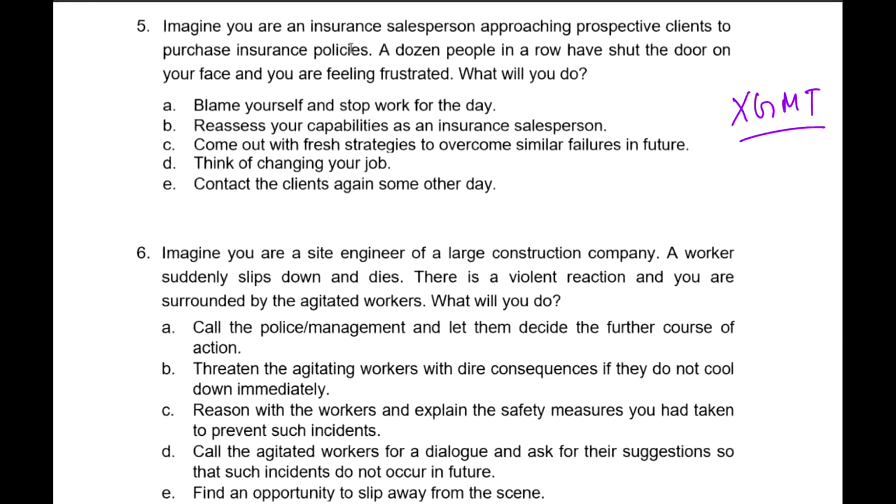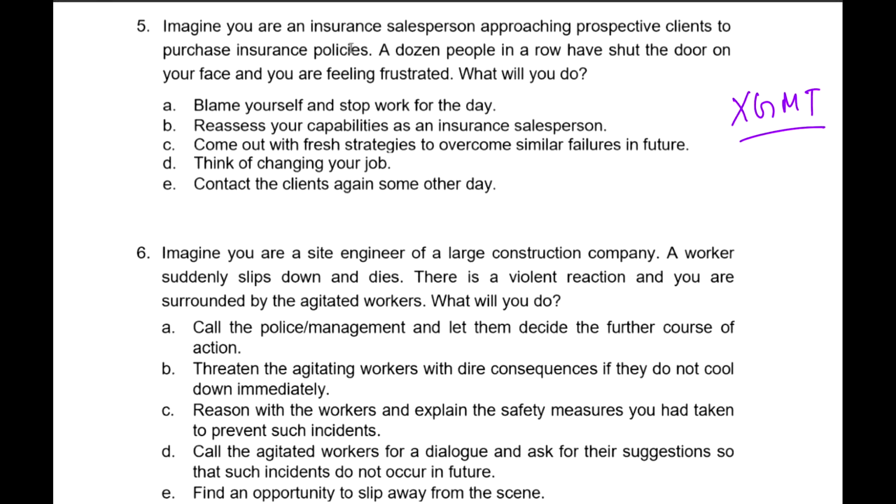Okay, question number 5. Imagine you are an insurance salesperson approaching prospective clients to purchase insurance policies. A dozen people in a row have shut the door on your face. Okay, this was again a very debatable question in the class, so we'll have fun discussing that. A dozen people in a row have shut the doors on your face and you're feeling frustrated. What will you do?